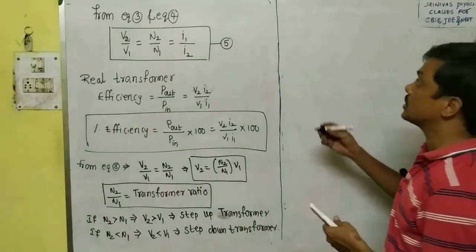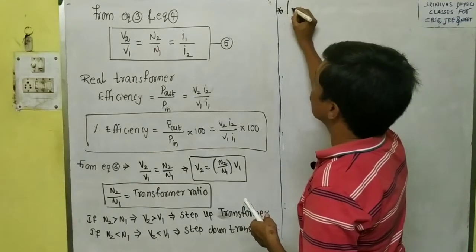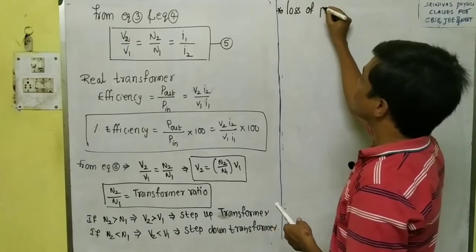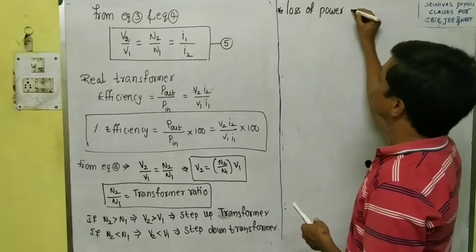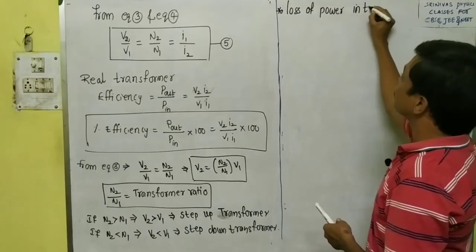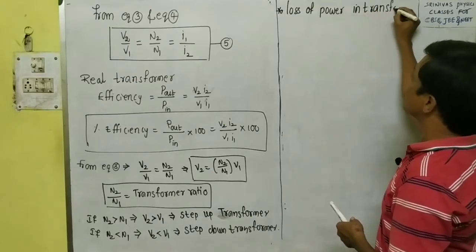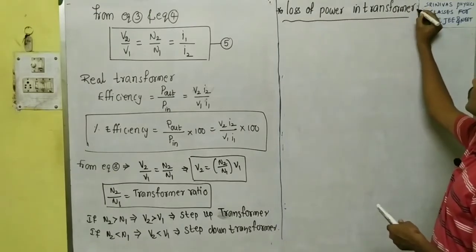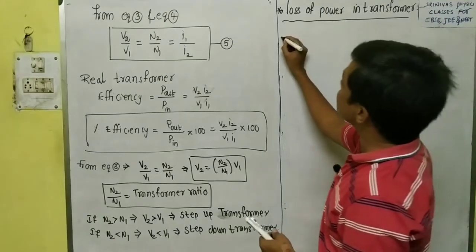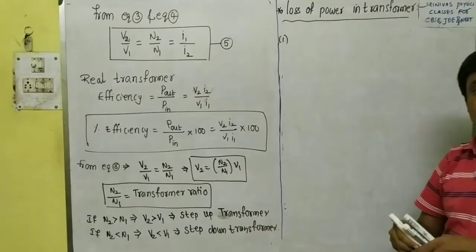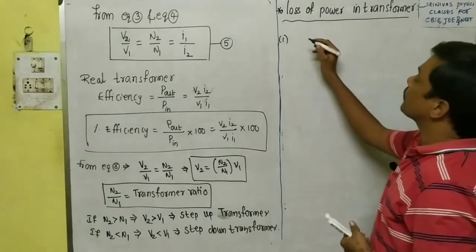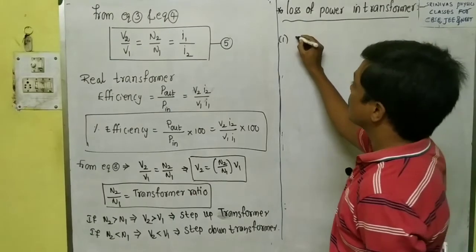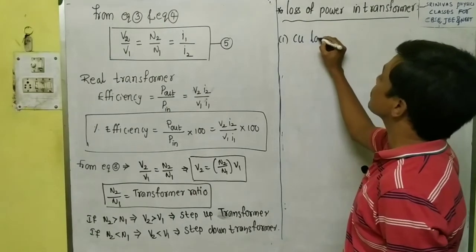Loss of power or energy in transformers. How do they lose energy or power in a transformer? The reasons: the first reason is copper loss. Let us write copper loss. This is the first reason.